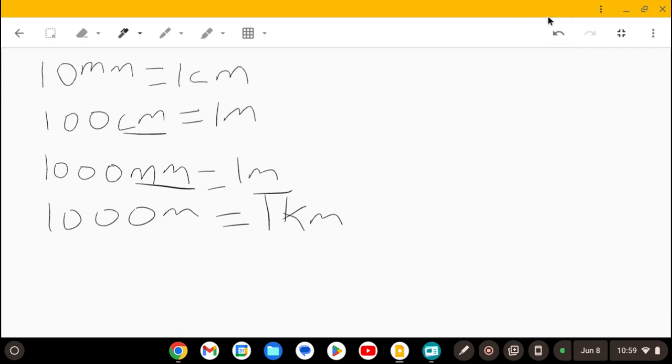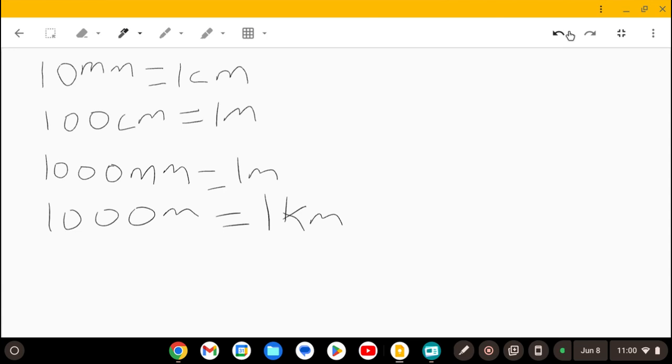And with meters to kilometers, it takes a smaller unit to make a bigger unit. 1000 meters make a kilometer. So this means that meters are smaller than kilometers. So here, to convert from any one of these, we'd either multiply or divide by these units.